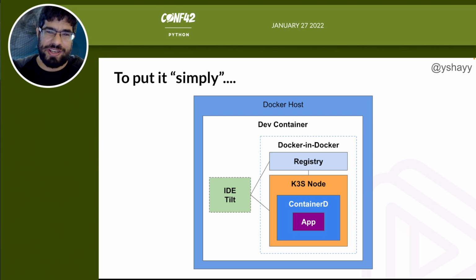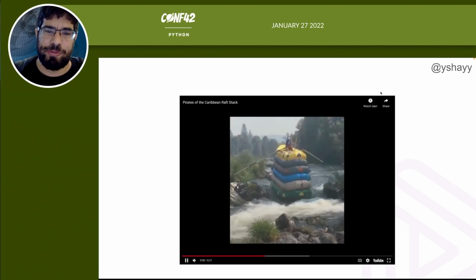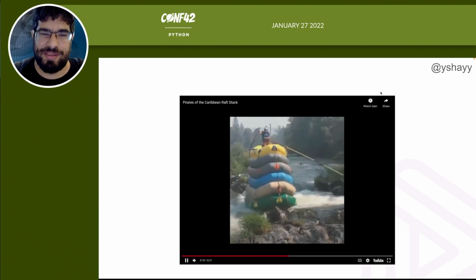To put it simply, what we saw in this example: we have the Docker host that contains the dev container, that contains the IDE and Tilt, and inside, Tilt and the IDE are connected to Docker, which has a registry and a Kubernetes node that inside has a containerd that runs the application. So it's a very nested thing, but the good thing is that it's all automatic. And to put it visually, it's something like this.